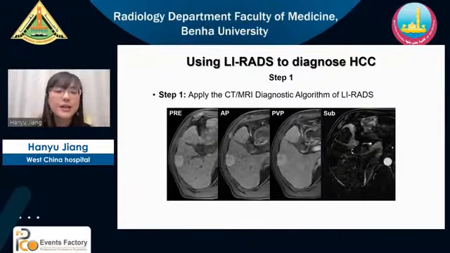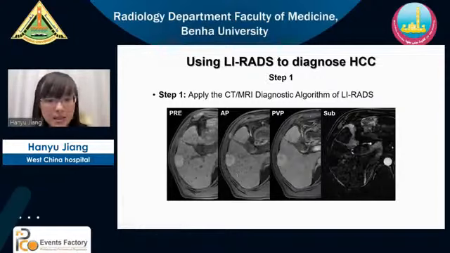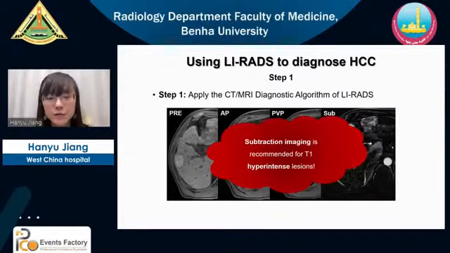Let's look at this patient with a T1 hyperintense nodule on the pre-image. After contrast media injection, it's really hard to say whether it is really enhanced or not. But after applying the subtraction imaging, we can realize that the whole nodule area does not depict any hyperenhancement relative to the surrounding liver parenchyma. So it's better to say that this patient does not have any non-rim FE. So subtraction imaging is recommended for T1 hyperintense lesions.